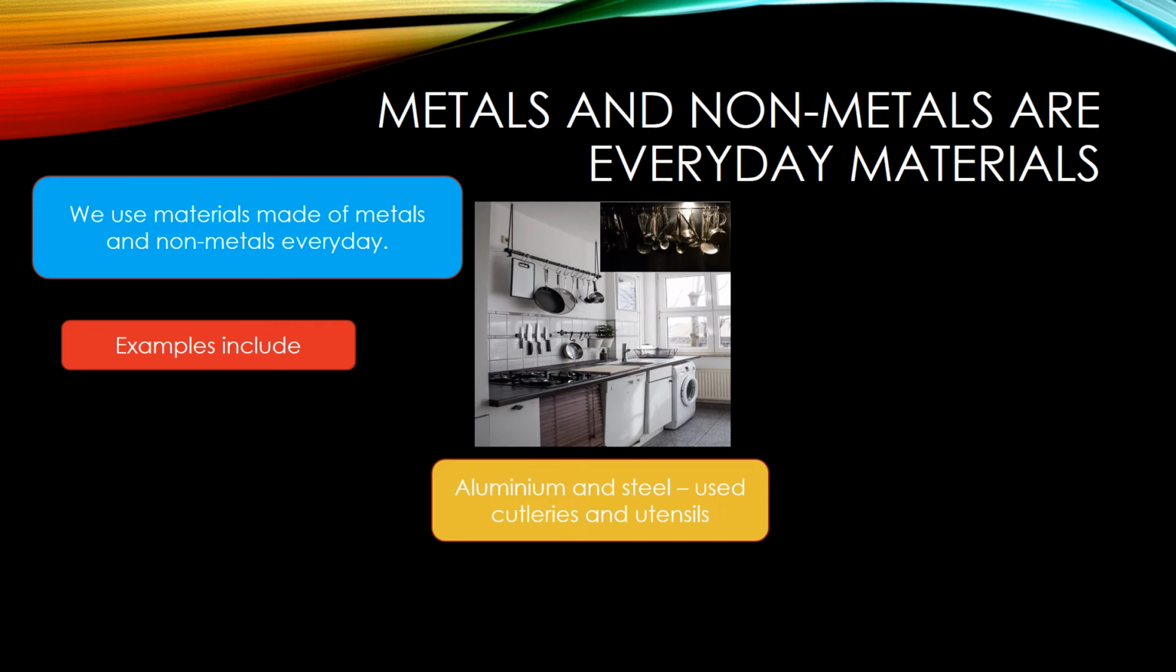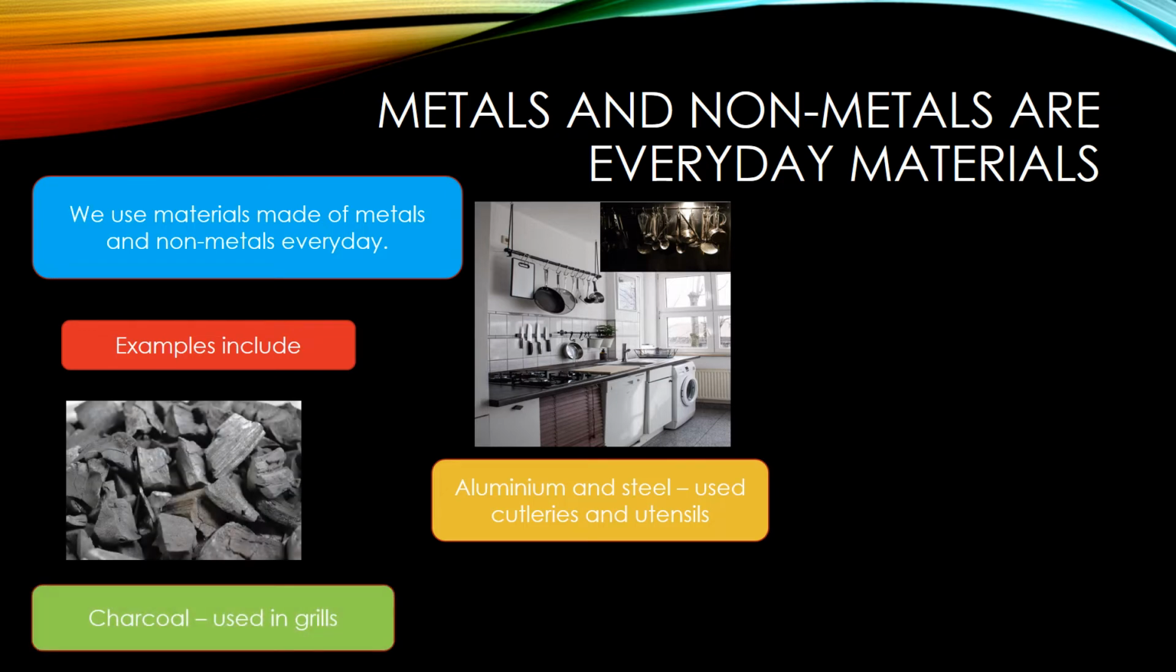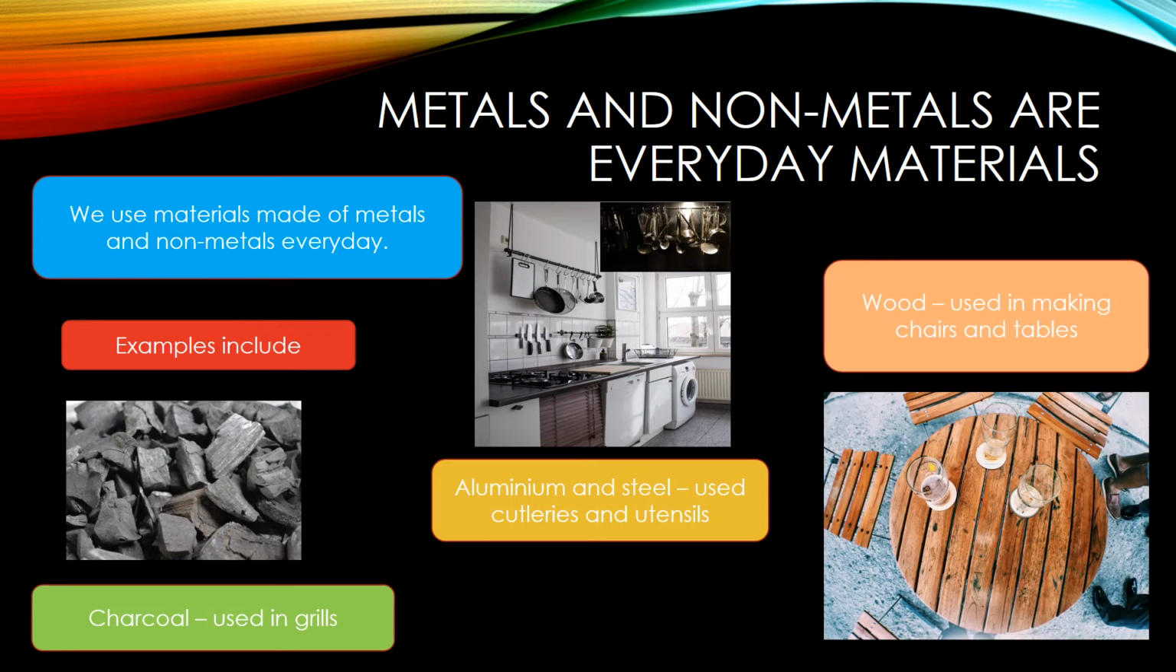They are often made of aluminum and steel because these materials are resistant to corrosion and they are good conductors of heat. Charcoal, which is made of carbon, is used in grills, and wood is used in making furniture. Wood is a compound that consists of non-metal elements.